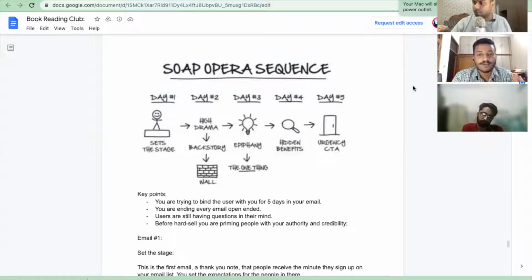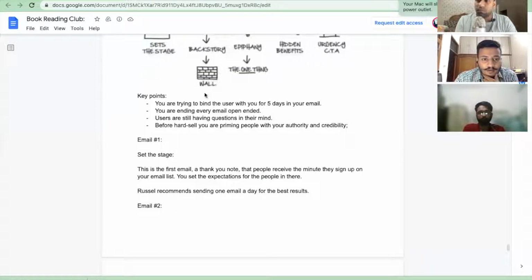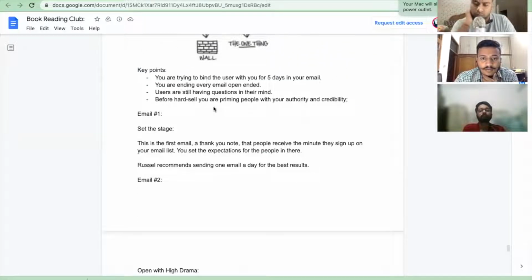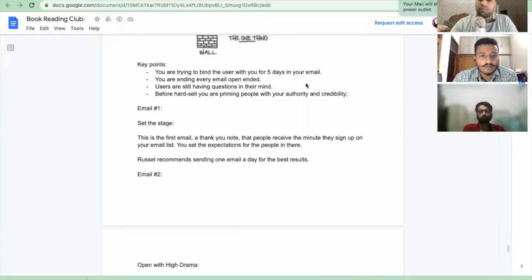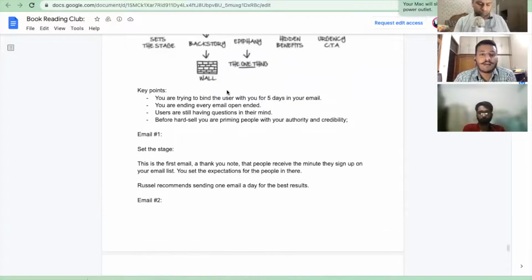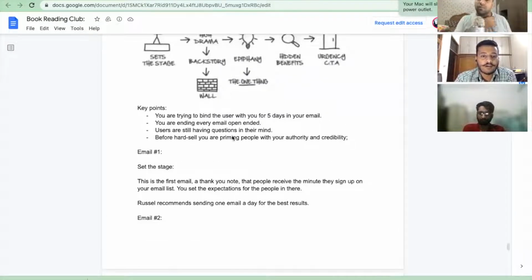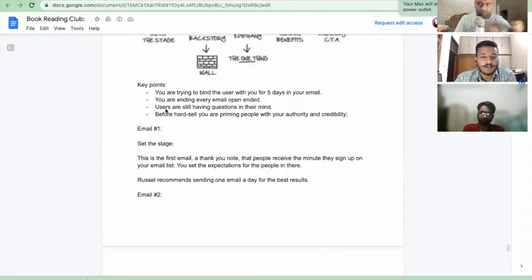In this sequence, we have already planned what we will be sending in our emails over all 5 days. The first day will be creating a story and leaving it open-ended. On the second day, we will create the drama of it. Basically, we try to bind the user for 5 days in our email, and every email will be open-ended.